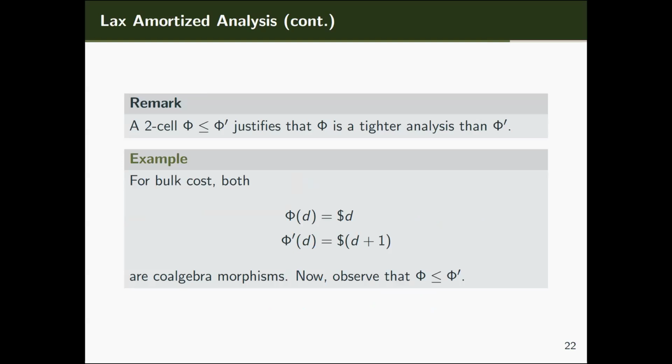Something nice here is that if you think about the bicategory that comes out of this construction, you can talk about which amortized analyses, which potential functions, are cheaper than others. So you can say, I know that my potential function is better than another one. For the bulk cost example, both phi and phi prime are valid potential functions. They're valid coalgebra morphisms, but phi is cheaper than phi prime. So it's a tighter analysis that doesn't have as much extra difference in cost.